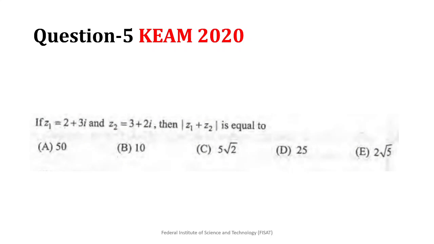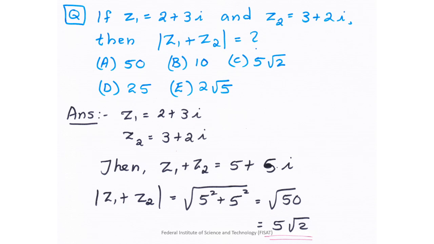This is a key question. If z1 equal to 2 plus 3i and z2 equal to 3 plus 2i, then find mod of z1 plus z2. Easily you can add z1 and z2 and find its modulus. The answer is 5 root 2.